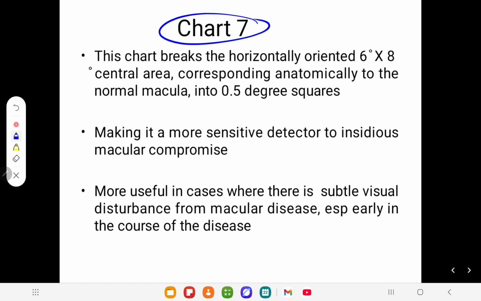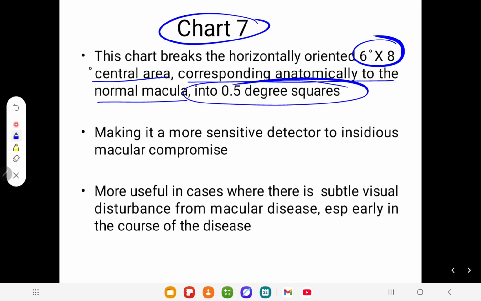Chart 7, the final chart. This chart breaks the horizontal orientation into a 6 by 8 degrees central area. Okay, remember this. It corresponds anatomically to the normal macula, with 0.5 degree squares. How many degrees are these squares normally? 1 degree, isn't it? Then in this particular 6 by 8 degrees area, we put more lines.